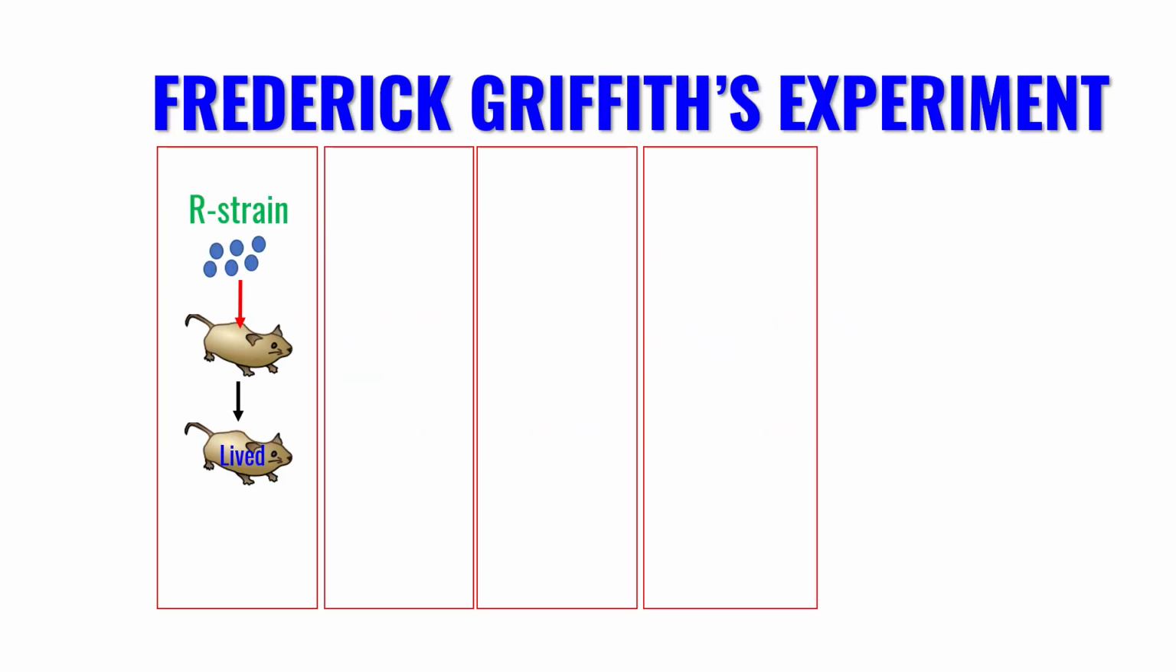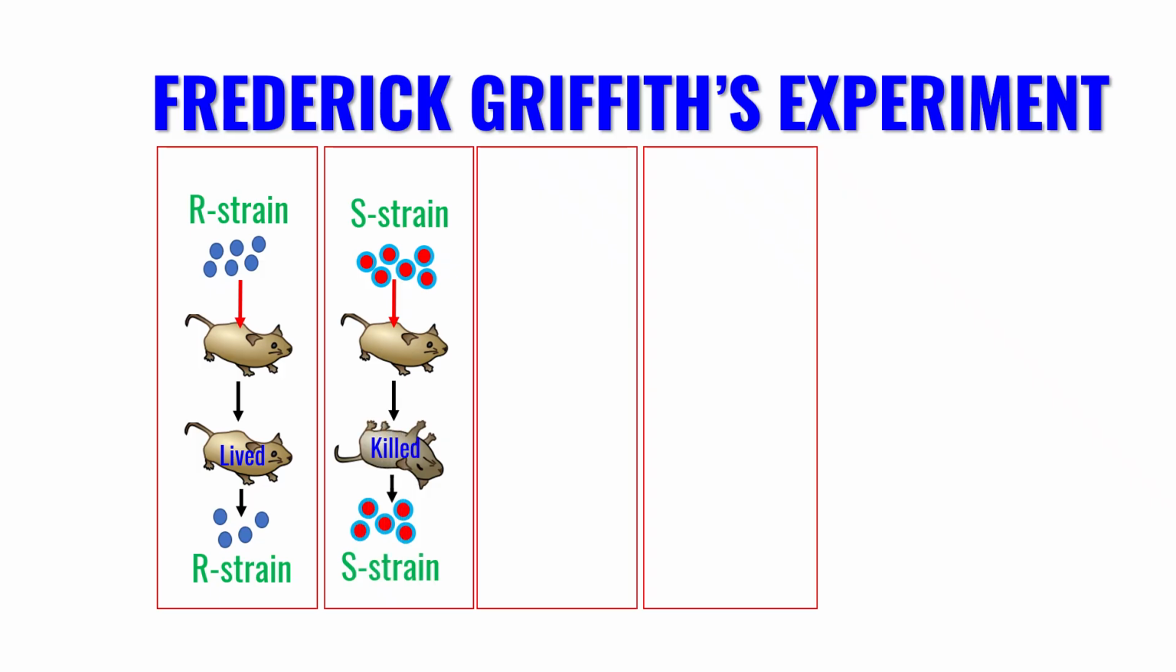Griffith conducted a series of 4 experiments. In experiment 1, he injected non-pathogenic bacteria or R strain into mouse, and he found that the mouse was alive and he was able to isolate the R strain from live animal. In experiment number 2, he injected the pathogenic S strain into mouse and he found that the mouse was dead and he was able to isolate S strain from the dead animals, suggesting that S strain is pathogenic.